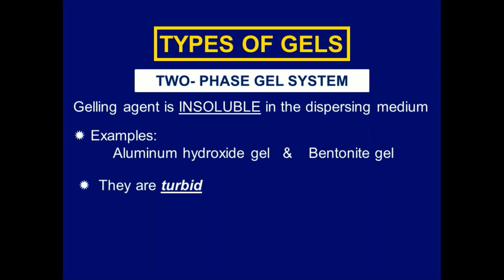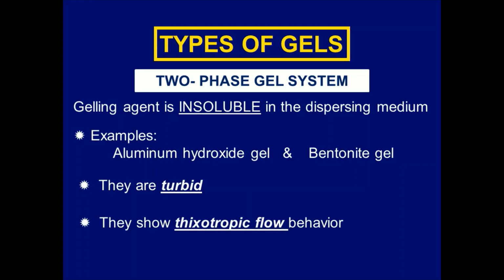Two-phase gel systems are turbid because the gelling agent is insoluble in the dispersing liquid, and they have thixotropic flow behavior. What is thixotropic flow behavior? I will remind you.